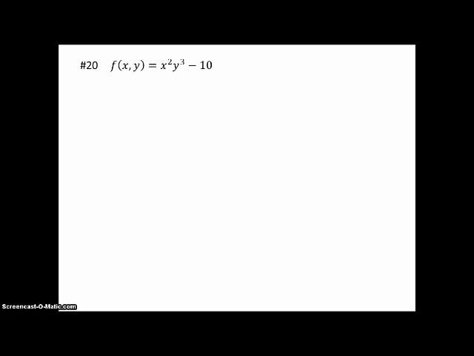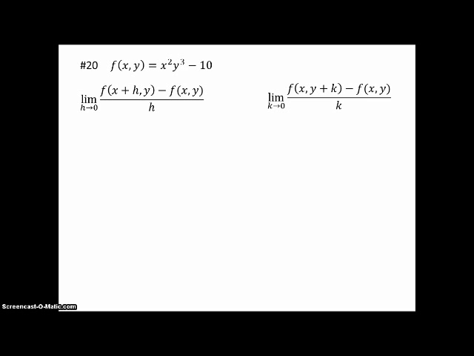Number 20, f of (x,y) equals x squared y cubed minus 10. And the instructions want you to evaluate this limit and this limit. Now, these expressions should kind of ring a bell. I think you can tell what they are a precursor of. In the next few sections, we're going to be looking at derivatives in 3 dimensions. Just a heads up, the first one here with the h going to 0 is called a partial derivative for x, and the one on the right there is a partial derivative for y, but we'll get into that later. For now, we're just filling in these expressions and evaluating.